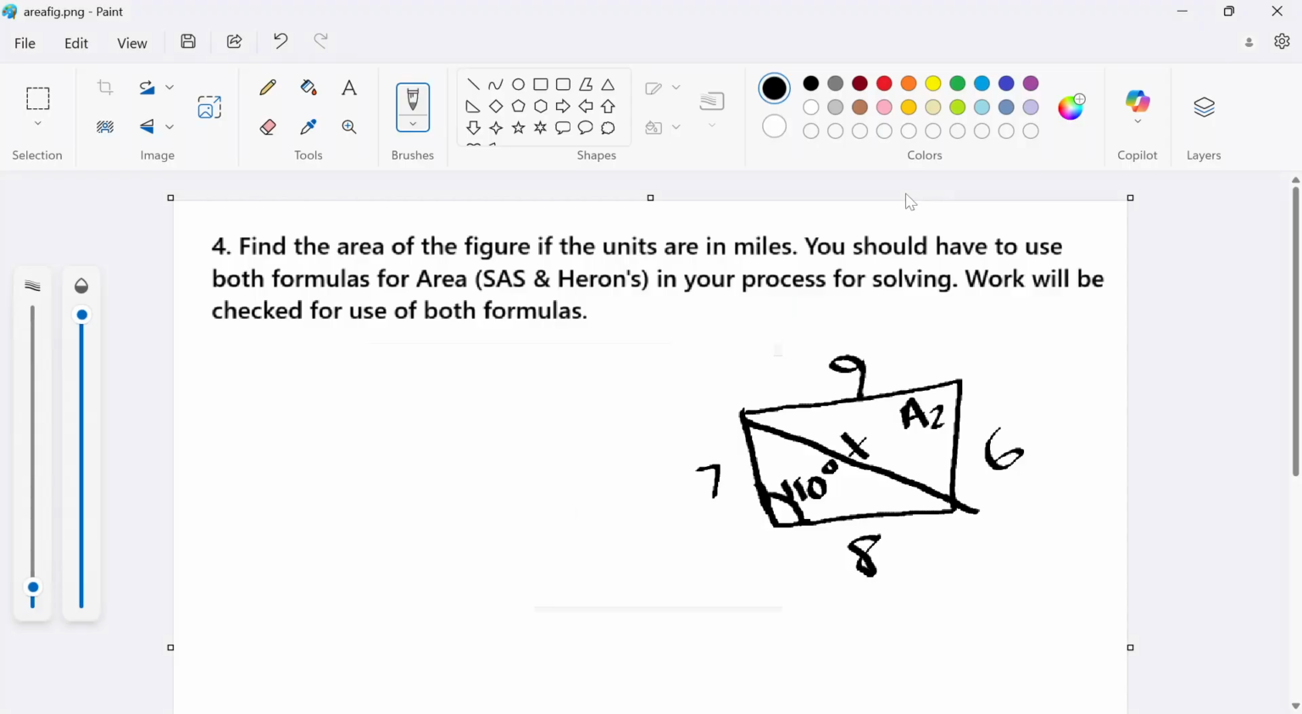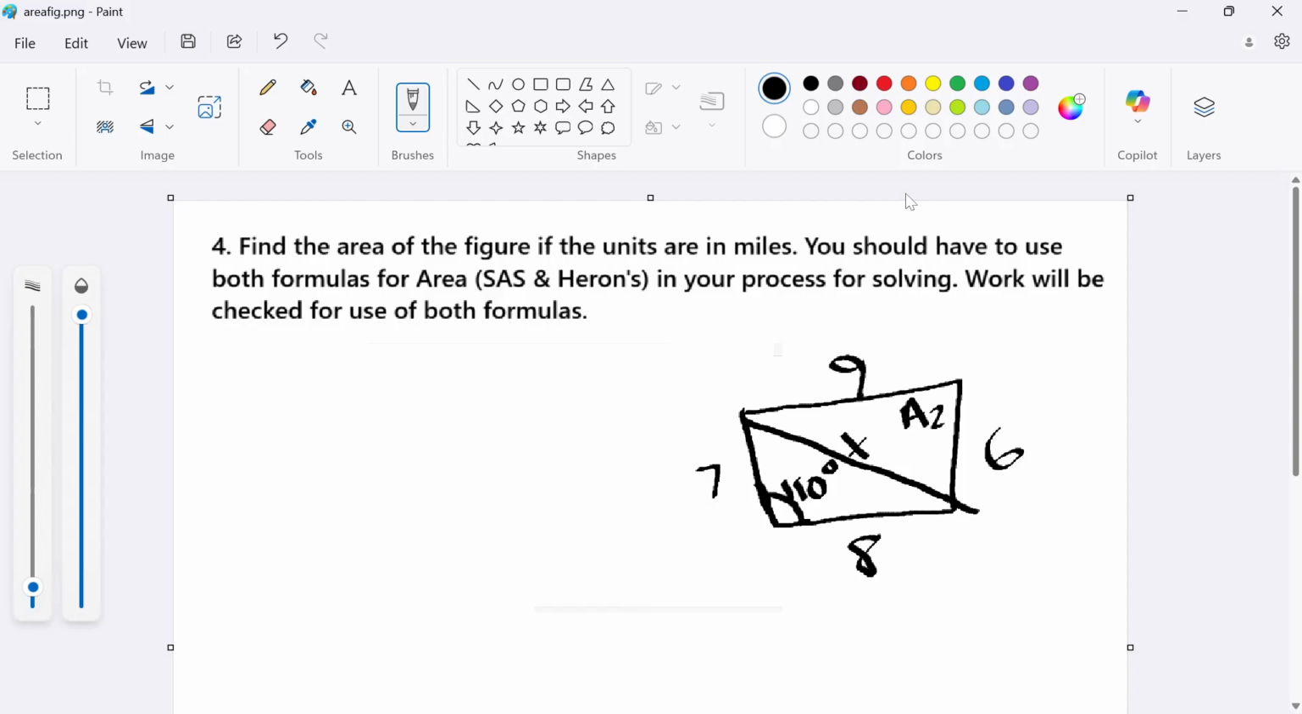This question is from pre-calculus, AP pre-calculus, and it says, find the area of the figure if the units are in miles. You should have to use both formulas for area, side angle side, that means law of cosine, and Heron's formula in your process for solving. Work will be checked for use of both formulas.